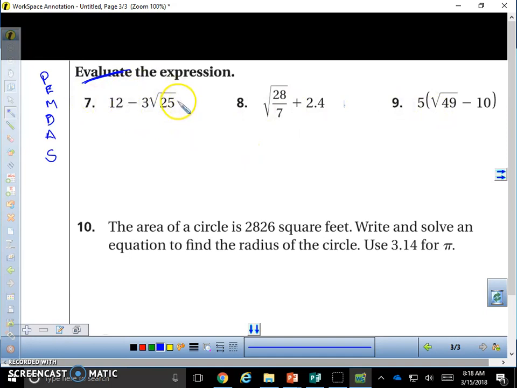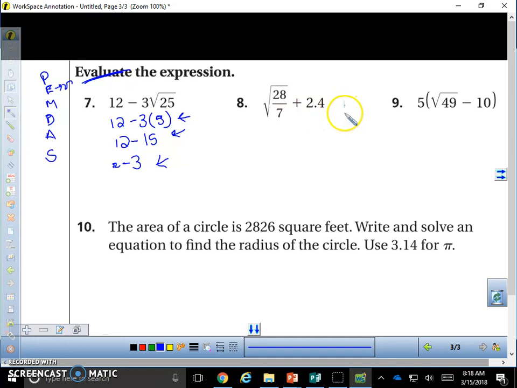Okay, so parentheses, no. Exponents, yes. We're going to include exponents, which is the square root. So the square root of 25, going to our cheat sheet, is 5. Now we have multiplication, so 12 minus 3 times 5, 15. 12 minus 15 is negative 3. It is super important that you write down line for line, because if you get distracted, you're going to lose track and then you don't know where you left off. So that's why we'll write down line for line what we completed.